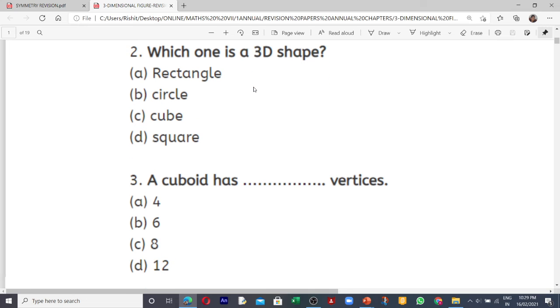Then see the third. A cuboid has how many vertices? अभी पढ़ा है हमने. A cuboid has dash number of vertices. Come on. Third answer. Third A, B, C or D. Third answer. Write down in the chat box. Answer number 3. Okay, now time is over.